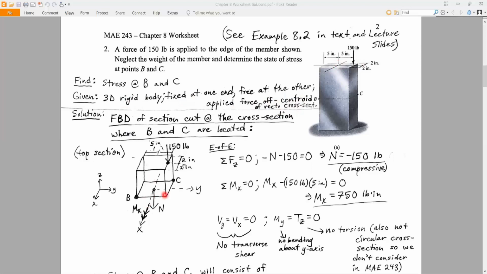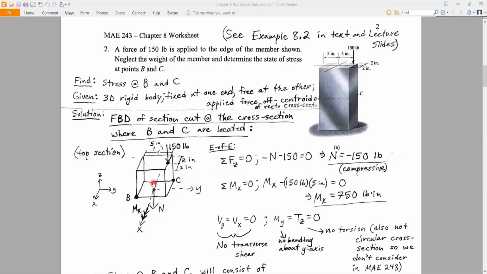In this case, if we draw our free body diagram of this top section, just cut through this cross section where B and C are located, we're going to find that if we sum our forces in the Z direction, we get this normal force here. Our internal normal resultant is going to be a compressive 150 pounds. So the direction I drew it here was incorrect. We got a negative. That's telling me that it's not tensile as I drew it.